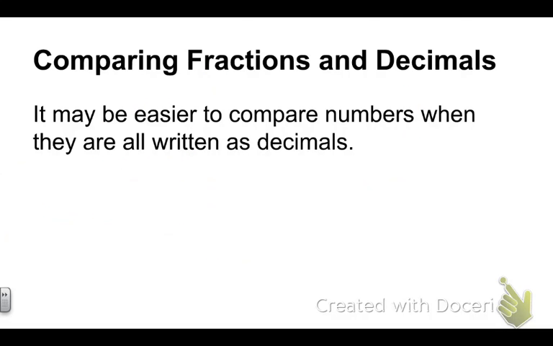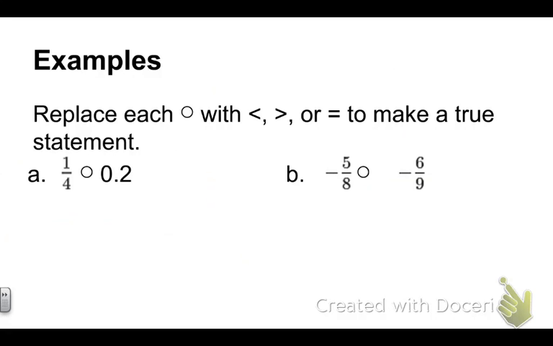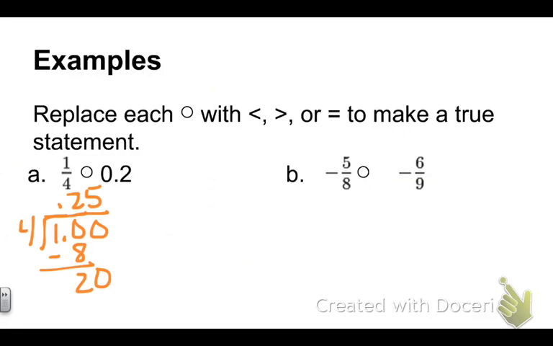Now when we talk about comparing fractions and decimals, it may be easier to compare numbers when they're all written as decimals instead of trying to compare fractions. So my suggestion, take all of your fractions, turn them into decimals. Then you can tell which one is less than, greater than, or equal to. So for part A, 1/4, it's 1 divided by 4. Some of you probably, and probably should, know that benchmark fraction. That benchmark fraction is 1/4 or 0.25.